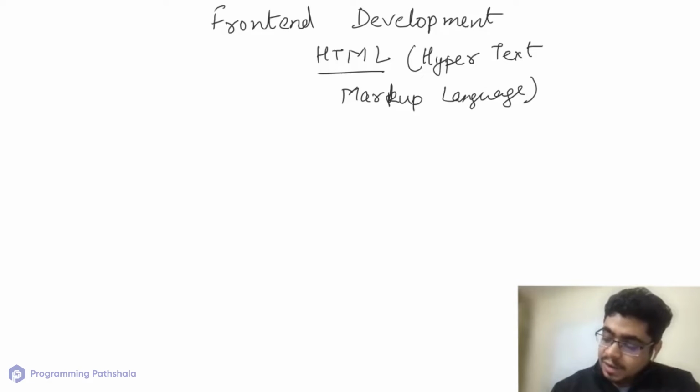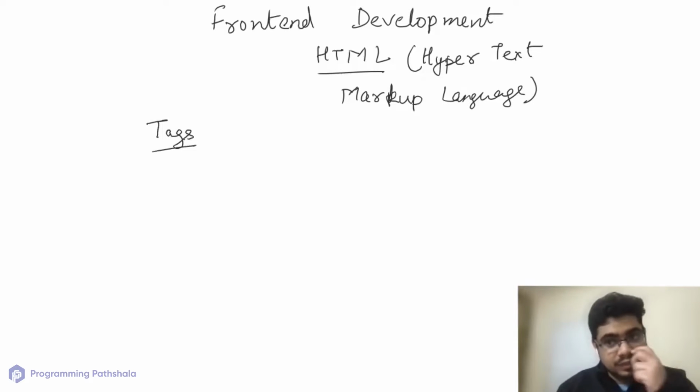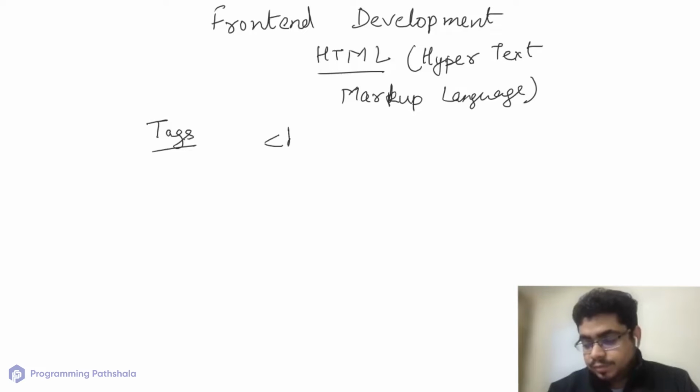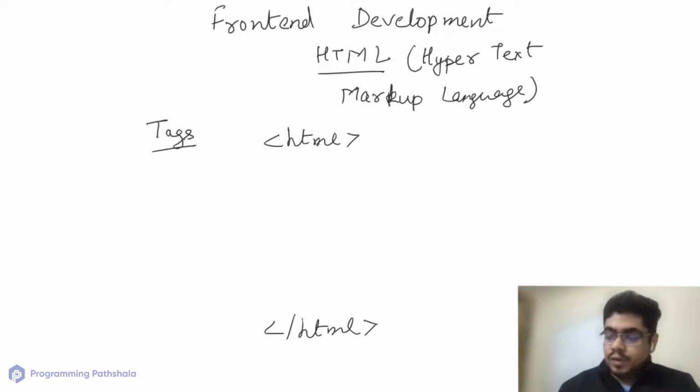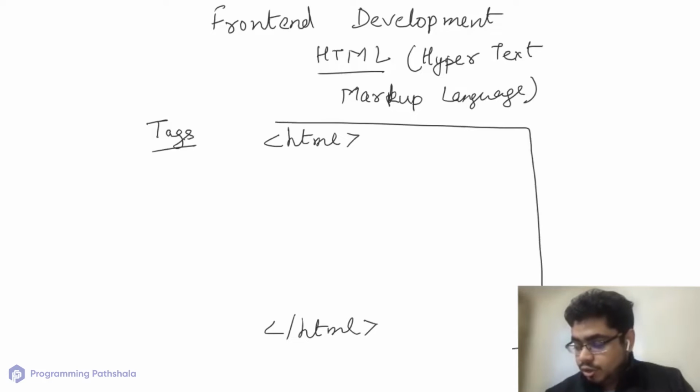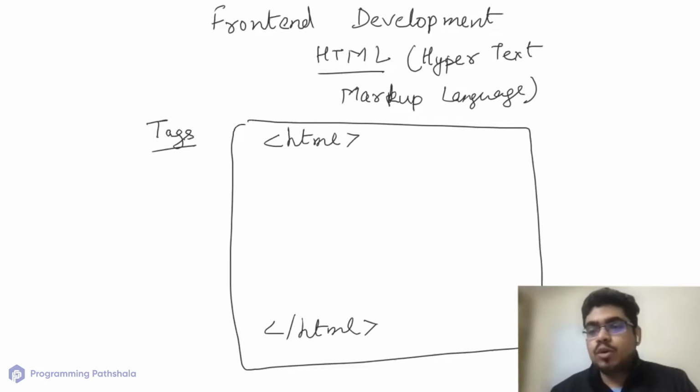So here I've introduced a new term called tags. So what is a tag? A tag is simply some way of representing a particular object that you want to display. For example, the most basic tag is the HTML tag itself. All the HTML pages start with their HTML tags. So when I write something like this, the browser is able to understand that I'm talking about an HTML page, something that I want to open on a browser and should be able to see certain objects.